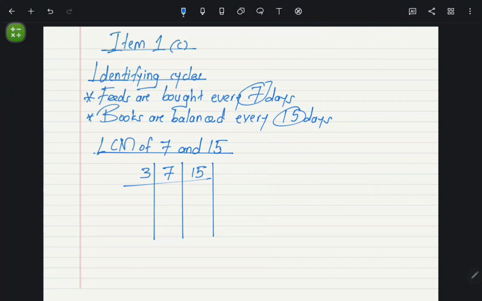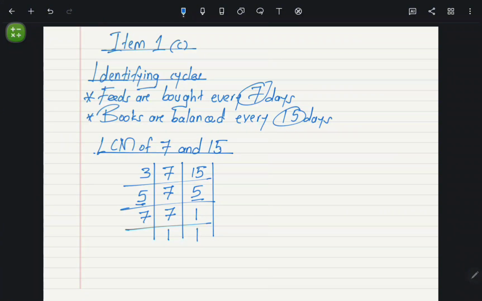So 15 divided by 3, we are going to get 5. But 7 divided by 3 is not completely divisible, so we are going to maintain the 7. And the next number obviously can't be 4, but instead it's going to be 5. So our next number here is 5. Then 7 divided by 5, it's not completely divisible, so we are going to maintain the 7. However, 5 divided by 5, we are going to get 1. And then lastly, we shall now divide by 7. 7 divided by 7, here we have 1, and then here we have 1.